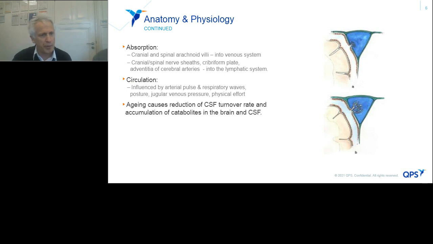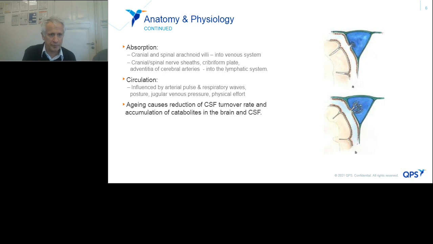And it's just an important point here, aging causes reduced turnover of cerebrospinal fluid, and this can cause an accumulation of metabolites and other molecules in the brain and cerebrospinal fluid. So probably there's less production and therefore less absorption in the elderly.